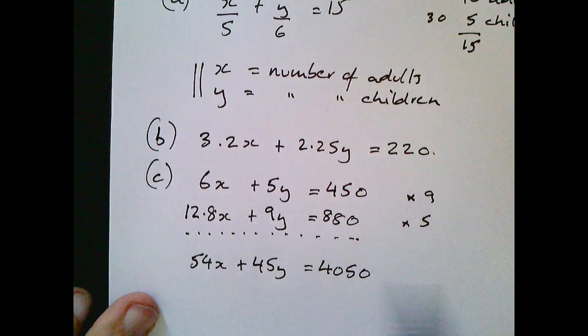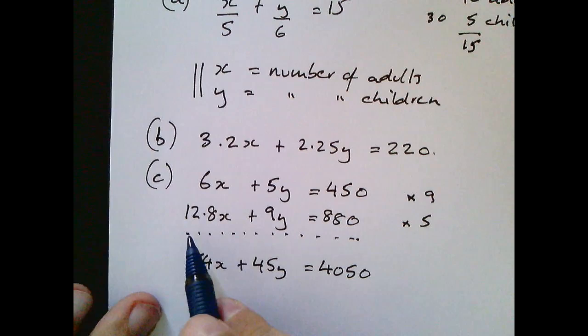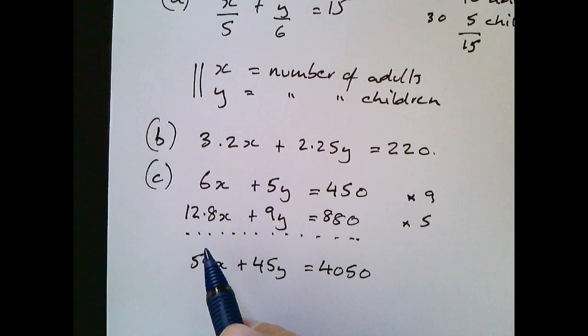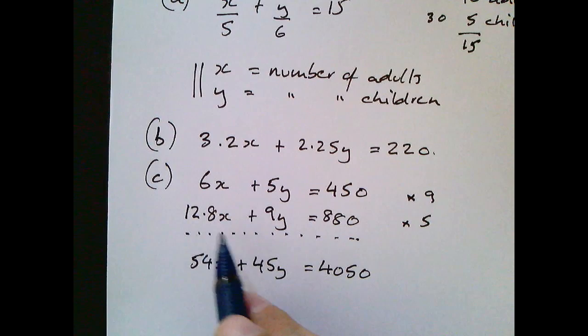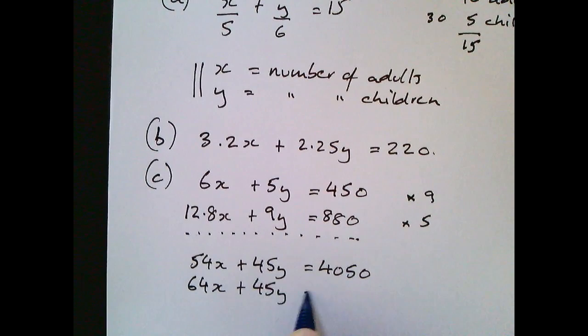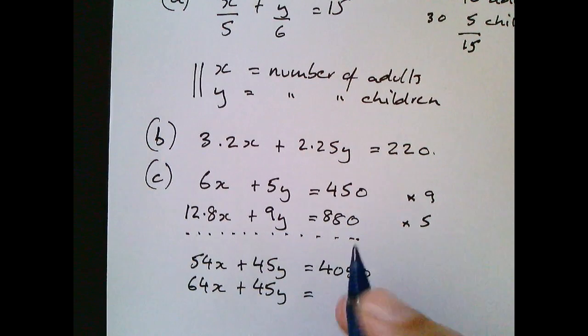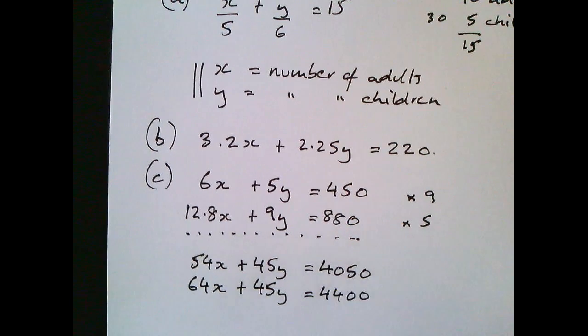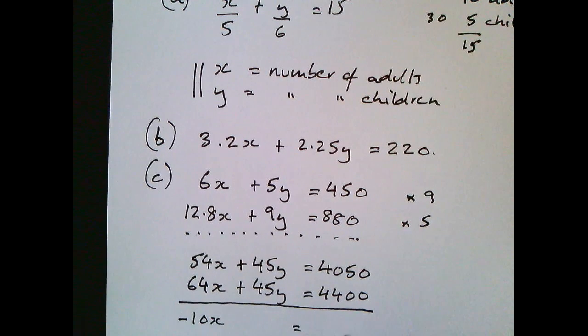Timesing 5 all along the bottom: 5 times 12.8 is 60 plus 4 is 64x. That's 45y. And 5 times 880 is 4,400. Okay, and now we can subtract, and we get minus 10x is minus 350. So x is 35.